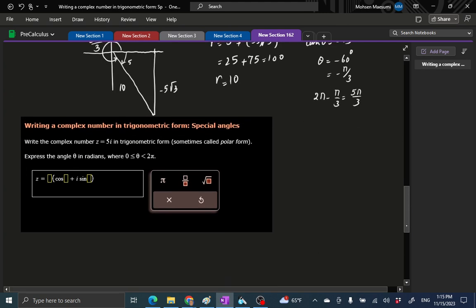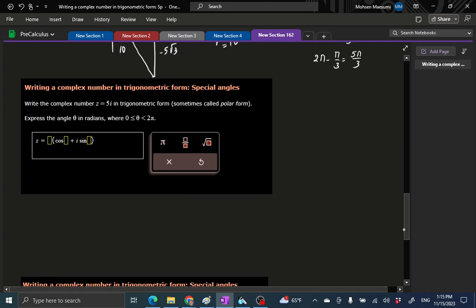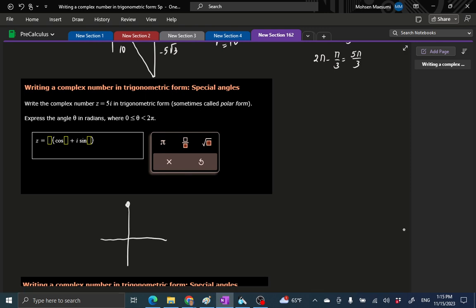And so on. So 5i, that would be extremely simple. Where is 5i? 5i is right here. The distance is 5, and the angle you're going is pi over 2, so we don't need to do any calculations. It's 5 cosine of pi over 2, which is 0, plus i sine of pi over 2, which is 1, and then you get 5i.